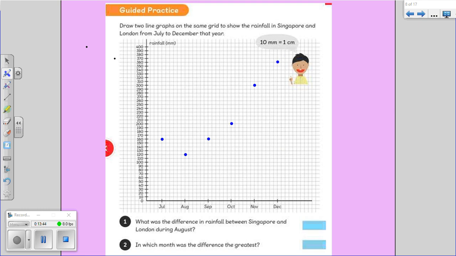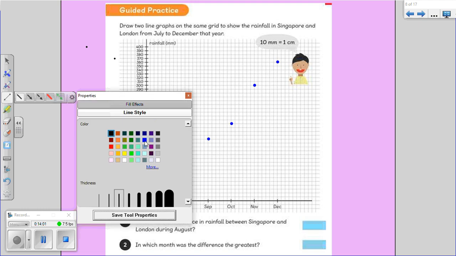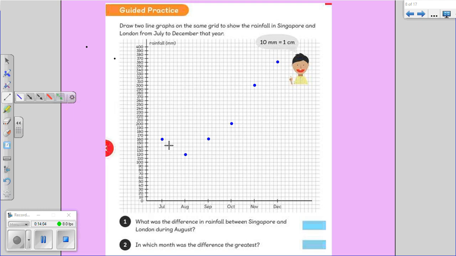Okay, so now I've plotted my points, and now with a ruler I would then draw a line from each point, and this helps us show the trend, so whether it's decreasing or increasing. Okay, so I'll go from my plot in July to August, September, to October, to November, and then finally to December. Okay, and that makes it really clear that we can see that from August, the rainfall increases.